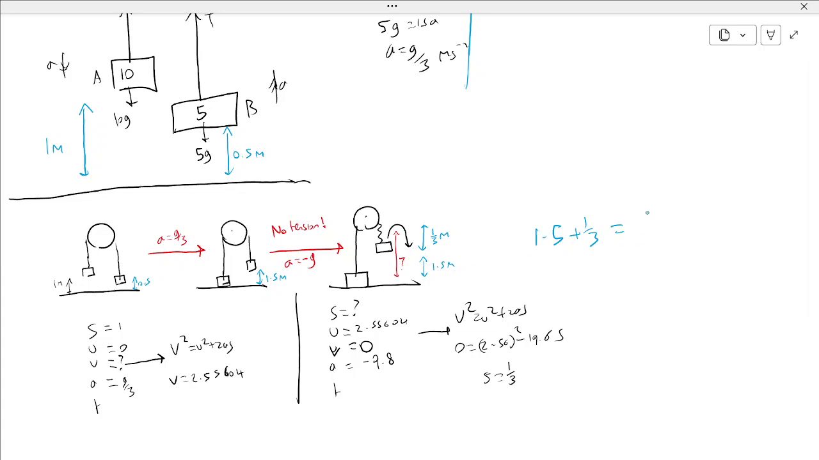11/6. 11/6 meters above the ground. So that's my final answer. Okay. So I've just added up how far did it go during that first SUVAT, how far did it go during that second SUVAT, and then also an additional 0.5 because that's what it started above the ground. So I hope that's kind of clear.